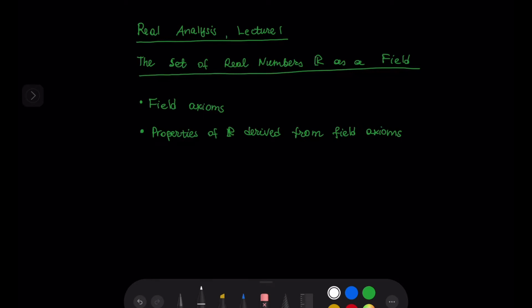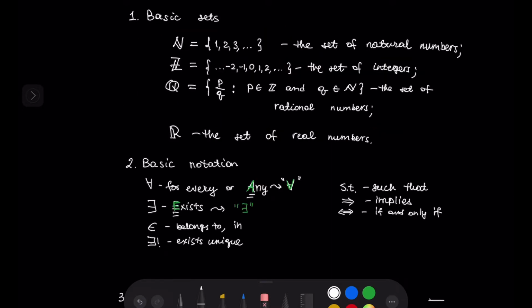Hello everyone, this is the first lecture in the series of lectures on real analysis, and in this lecture we're going to discuss the set of real numbers R as a field, and in particular we are going to cover the field axioms and the properties of R derived from the field axioms. So before we proceed any further, let us discuss some notation.